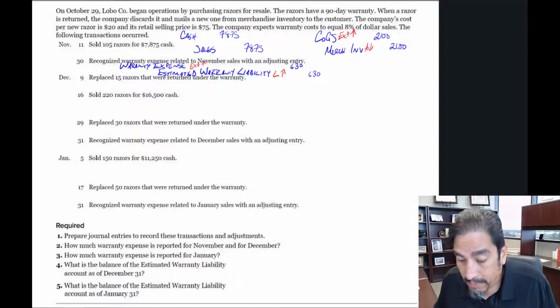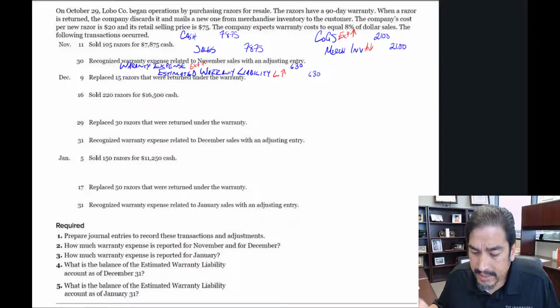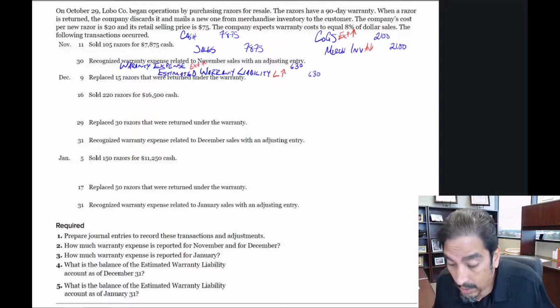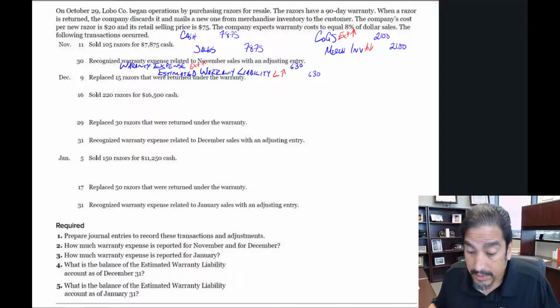Okay, so there's November's, and then we're just going to do the same thing in December and January. The only difference is we're going to start getting returns in December and January. So, here we go, December 9th. Replaced 15 razors that were returned under the warranty.